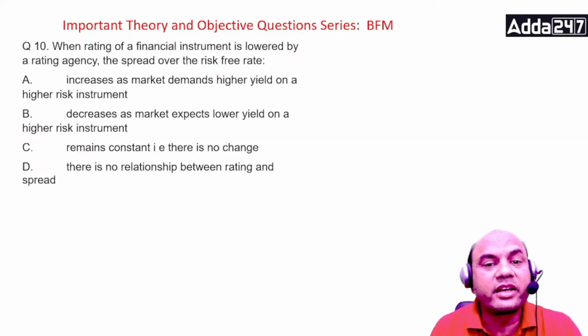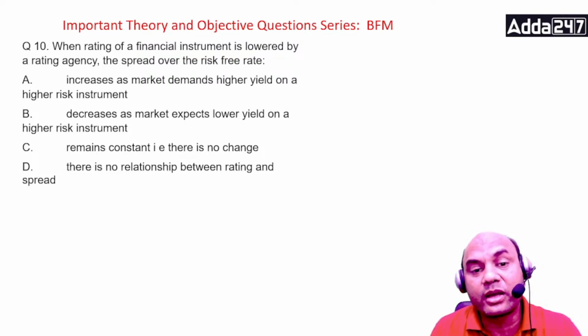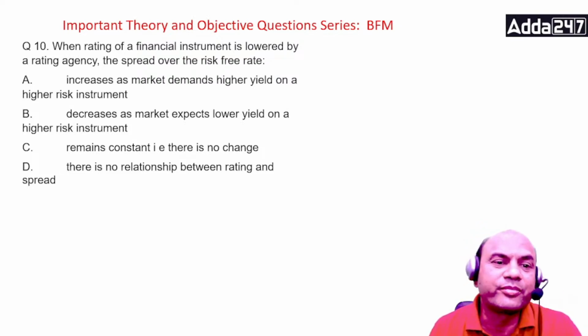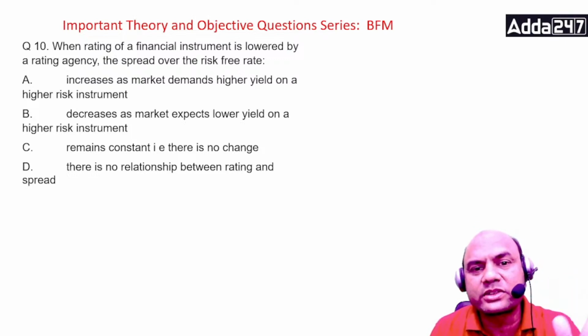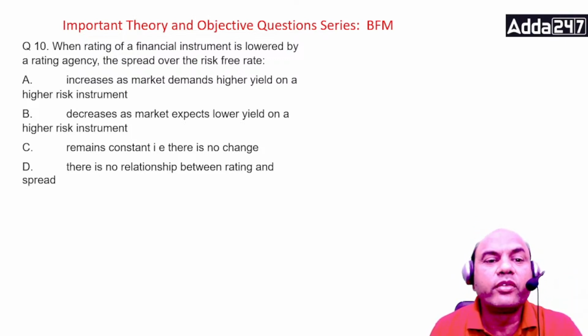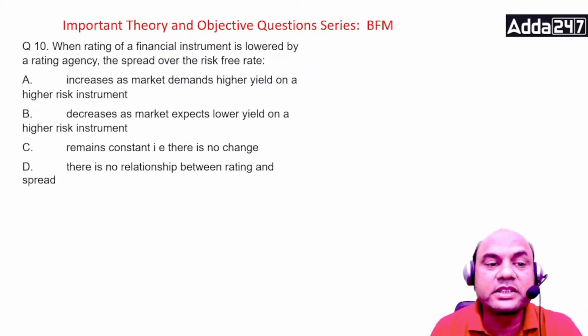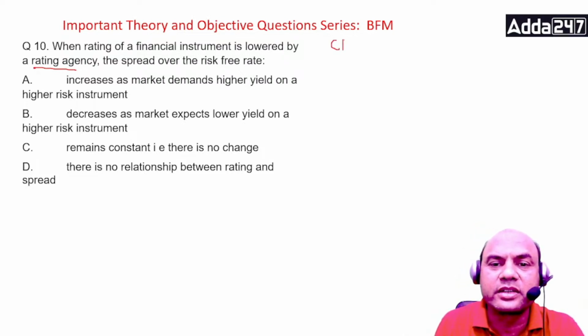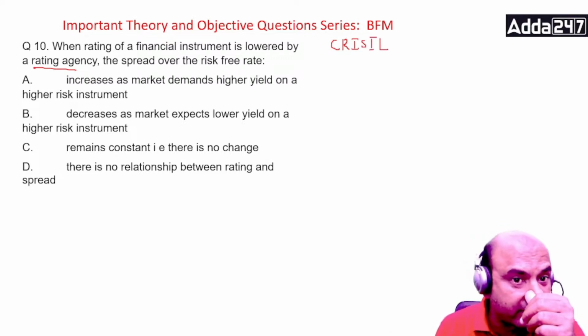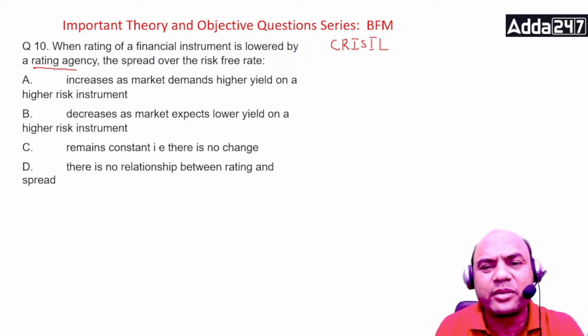When the rating of a financial instrument is lowered by the rating agency, the spread over the risk-free rate. Now what happened? This is a bit tricky one. Okay. Understand, there are two parts to this question. First is when the rating of the financial instrument is lowered. Okay. Now who are the rating agencies? Let's say simple. Let's take it CRISIL. CRISIL is a rating agency. Okay. Now imagine CRISIL, what does it do? It reduces or lowers the rating of any company, let's say. Okay, let's say example, I'll say only X.